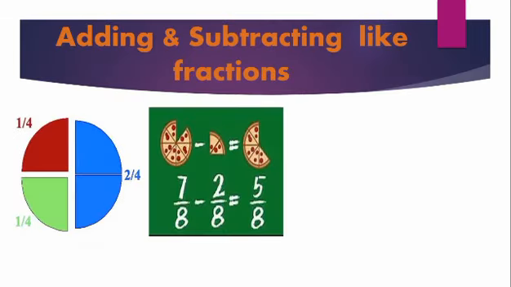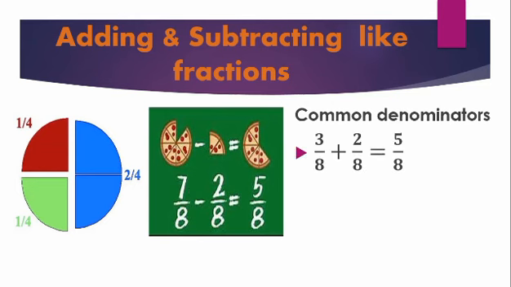Now talking about adding and subtracting like fractions. What's the meaning of like fractions? Like fractions means we have like denominators or common denominators, like these. 1/4 plus 1/4. 4 is common between the first fraction and the second fraction. The result is 2/4. We only have to add the numerators. Also here, 7/8 from the pizza minus 2/8 equals 5/8. We only have to subtract the numerators.